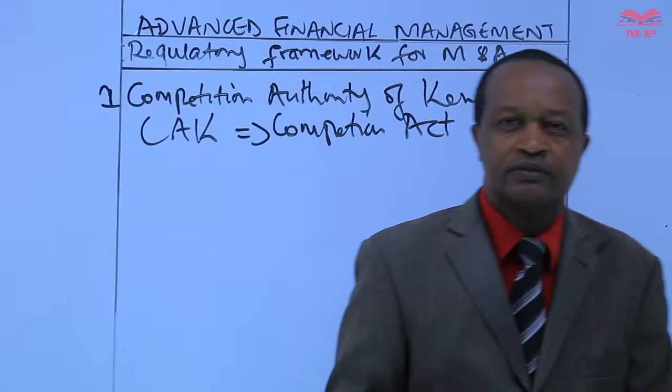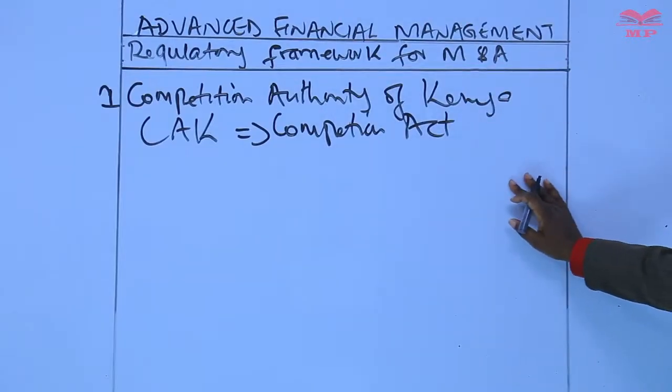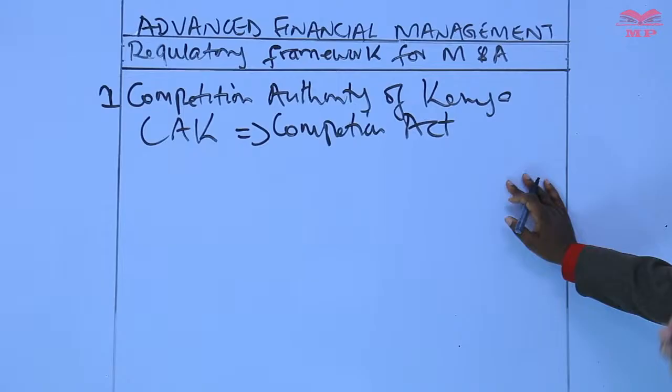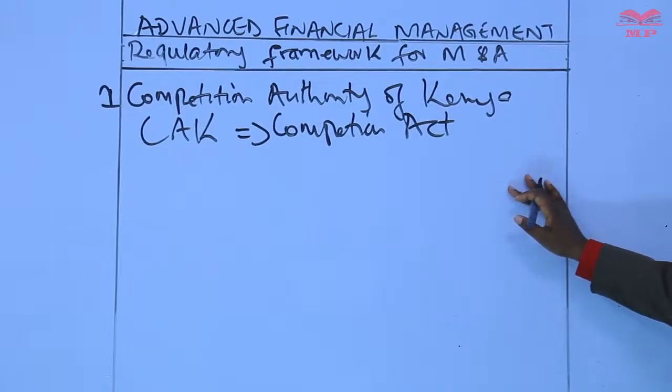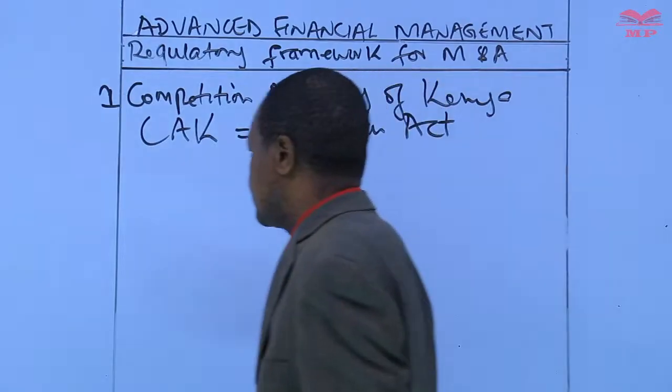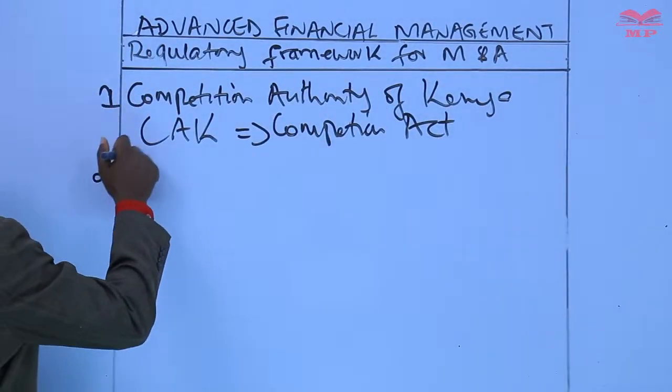And the role of the Competition Authority of Kenya is to prevent anti-competitive practices that may arise from mergers and acquisitions. Do you understand? That is the primary role of the CAK, to prevent anti-competitive practices that may arise during these transactions, the mergers and acquisitions. The second body is the Capital Market Authority.